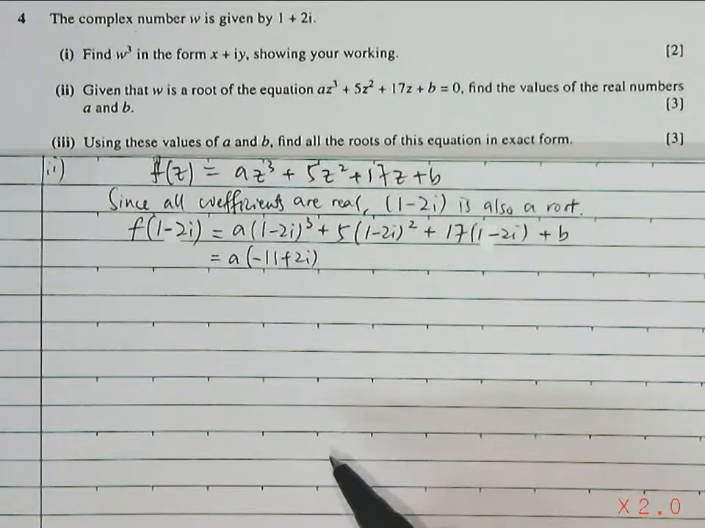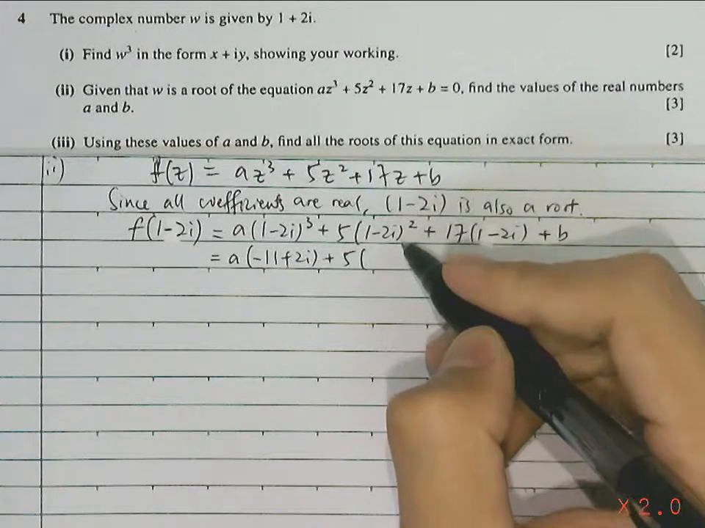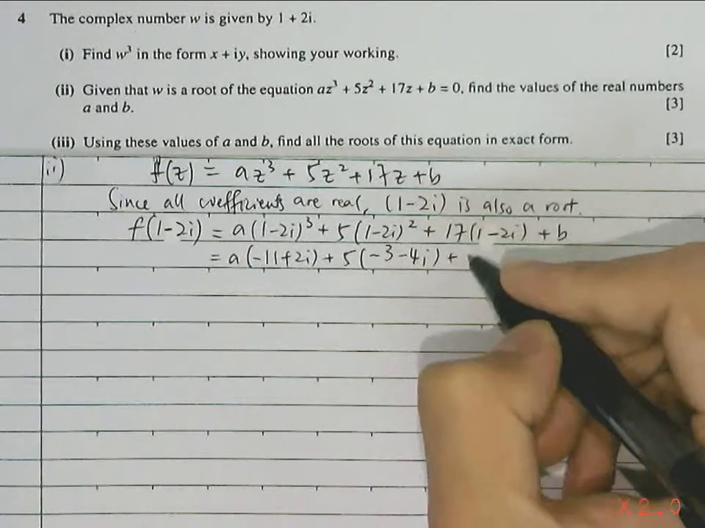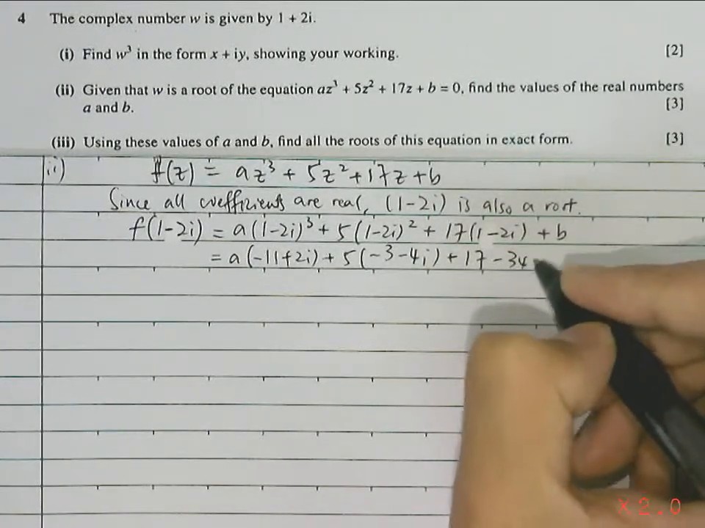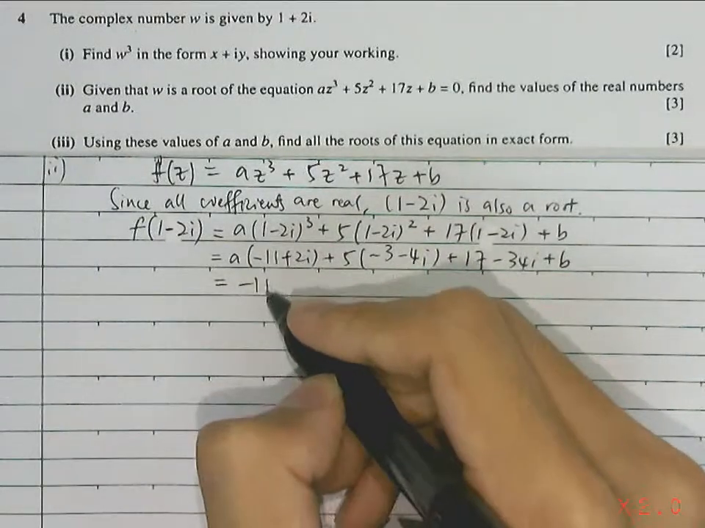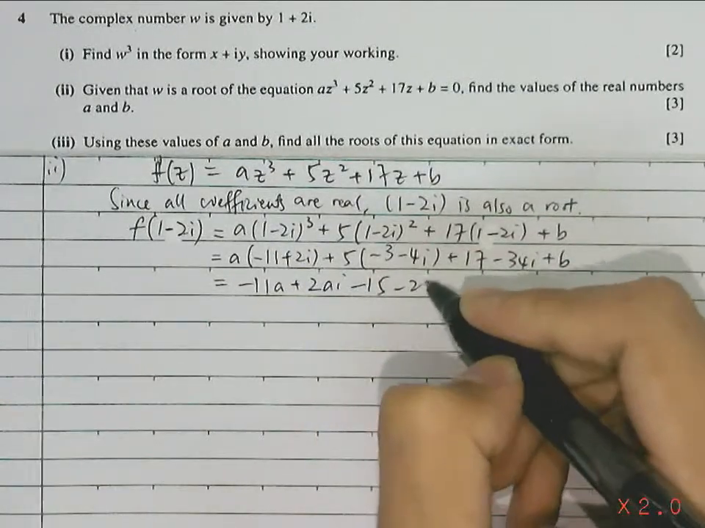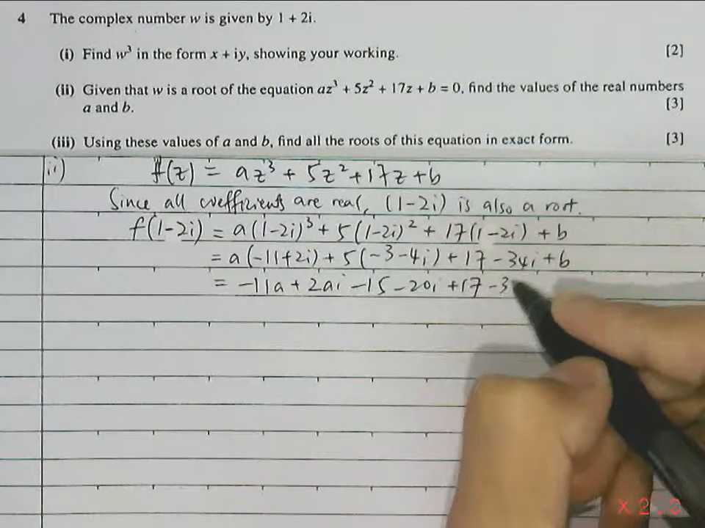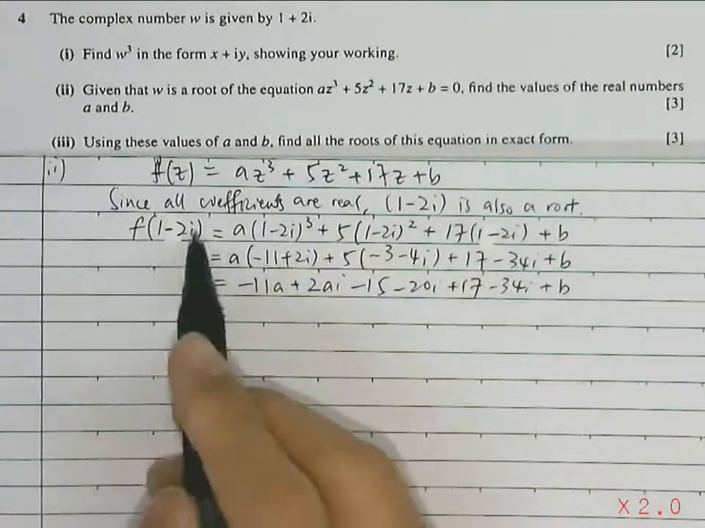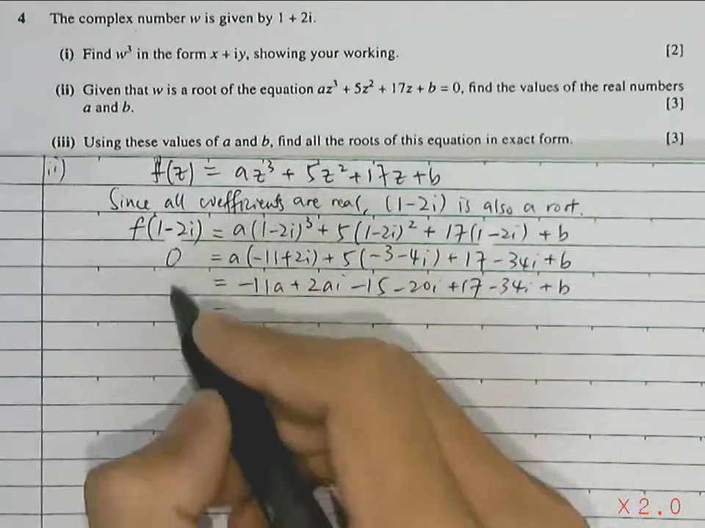We can do the same for the square here. Expanding the 1 minus 2i square, we will have negative 3 minus 4i, plus 17 minus 34i, plus b. Next step I'll just do basic expansion, which is opening up the brackets, and the rest I'll just copy. Now something to note is that this is our factor theorem. If we sub in the factor, it will equal to 0.